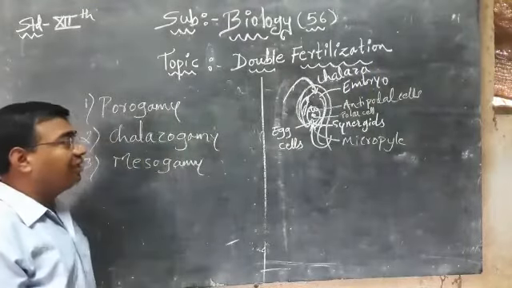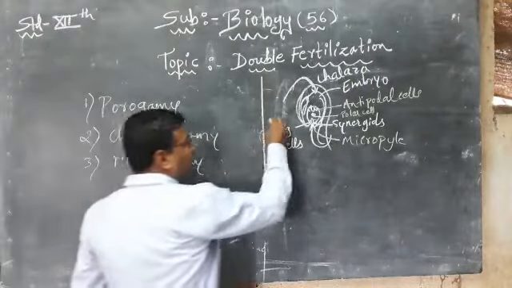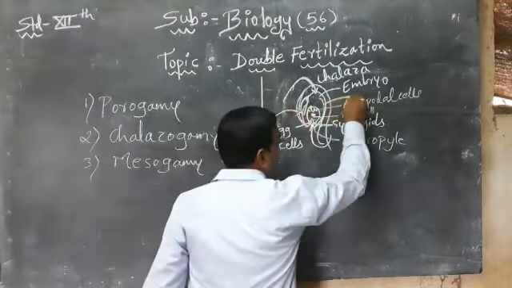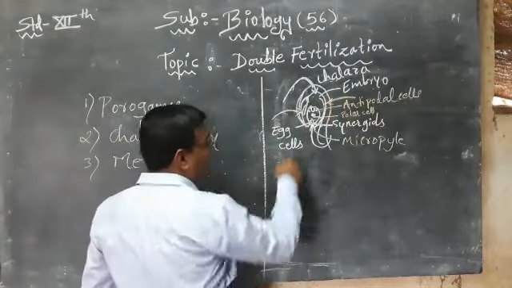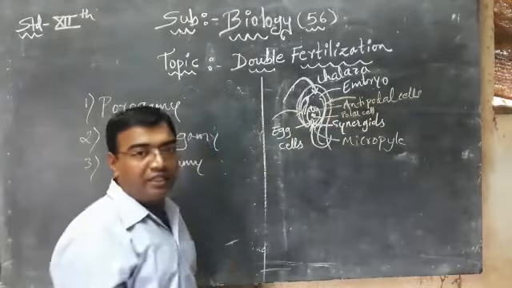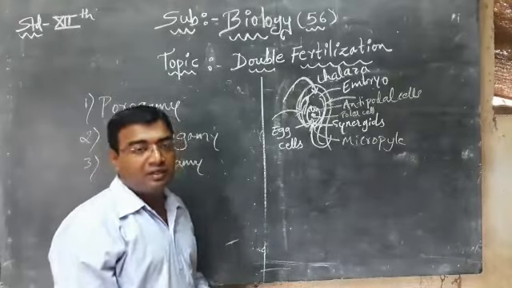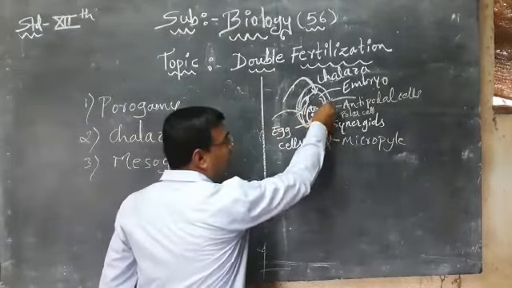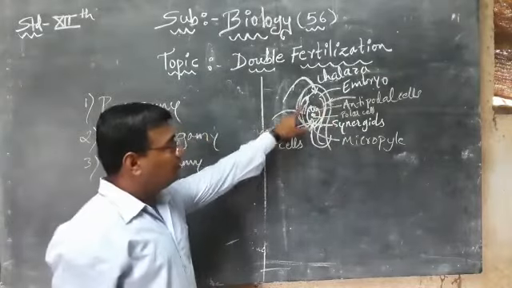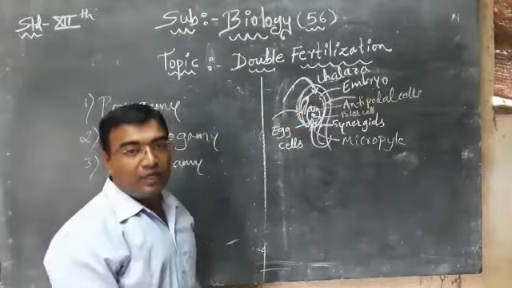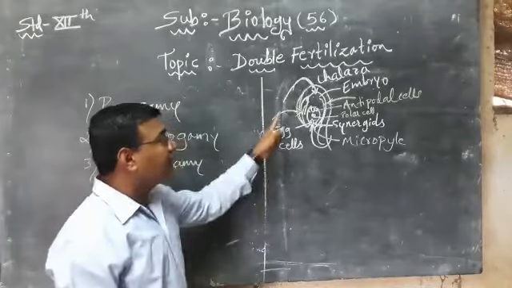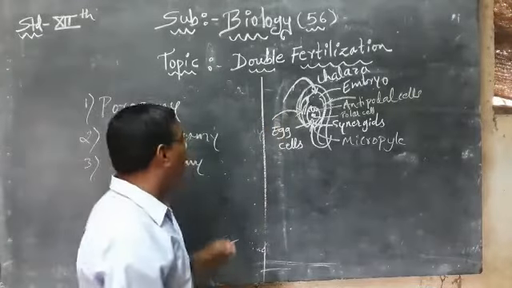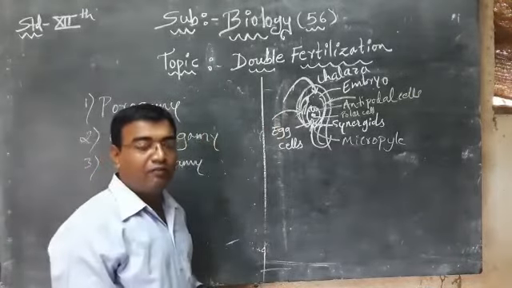And in mesogamy, what happens? The pollen tube enters by breaking through the integuments. These are our integuments. We know it has two different integuments, the primary integument and the secondary integument. So the pollen tube breaks the integument and tries to enter the embryo sac for fertilization. We should know these kinds of entries before we get to the concept of double fertilization.